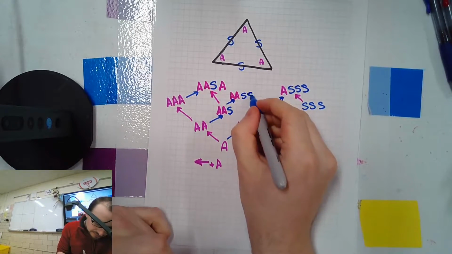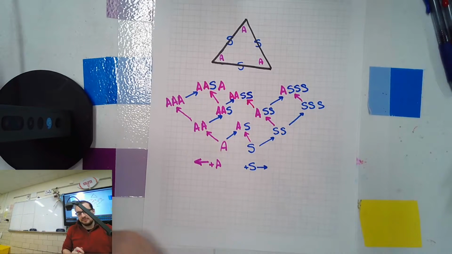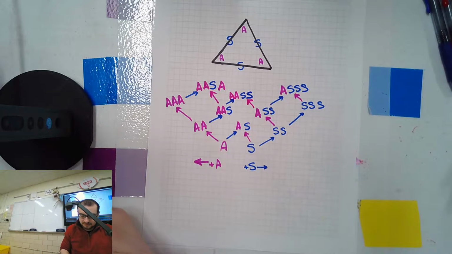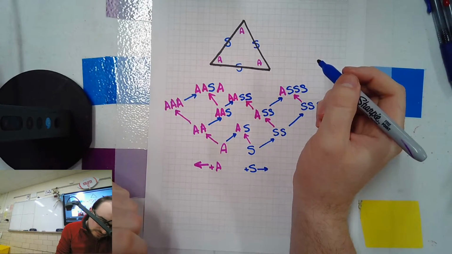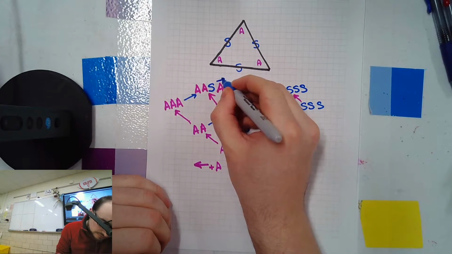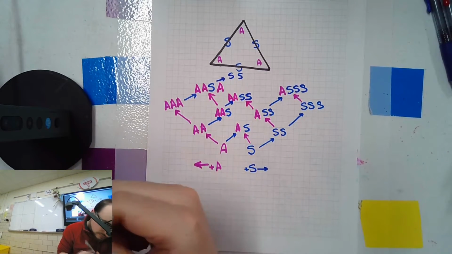Right? Yes. If I had an A, I get here. Awesome. What else am I missing? What about A, S, S, S? That's 3 S's, but there's 3 A's in the triangle. Yep. Oh, yeah, sorry, my bad. A, S, S, S, A.